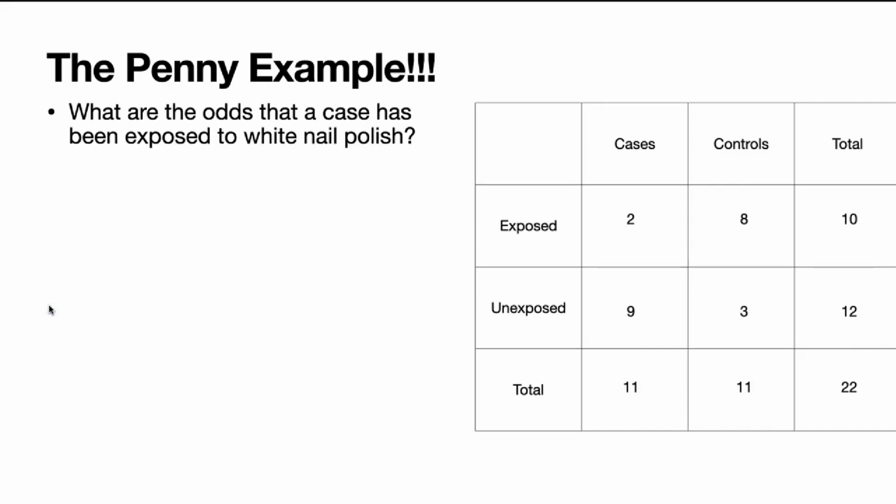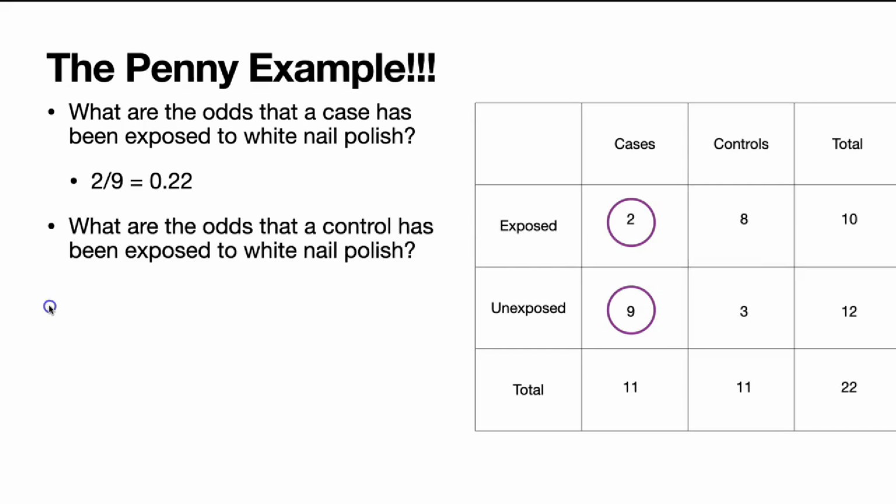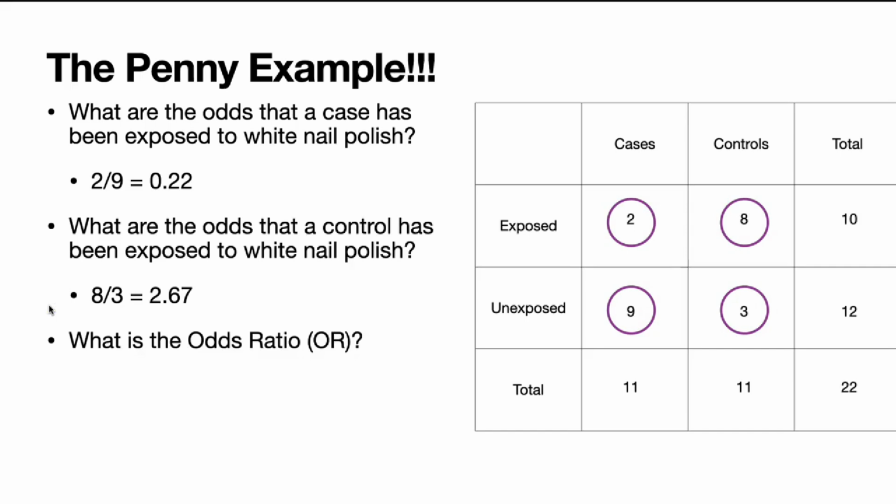So what are the odds that a case has been exposed to white nail polish? Well, we take our numbers. The odds are 2 to 9, or 0.22. Our next step, what are the odds that a control has been exposed to white nail polish? We take our numbers. The odds are 8 to 3, which mathematically equals 2.67. Now we have to figure out the odds ratio. So we set up our odds ratio calculation using our 2 numbers, and we get that our odds ratio is 0.08.